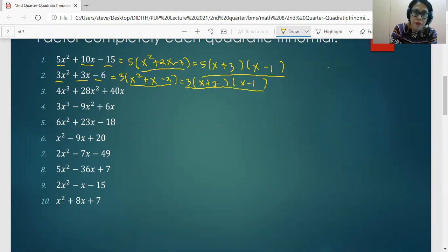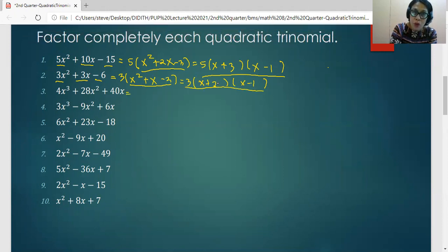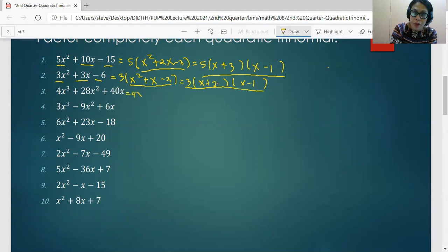Okay, here, same with 1 and 2, this trinomial has a common factor, and the common factor is 4x. So we will divide all the terms by 4x. So when we divide 4x cubed by 4x, we have x squared. And then we'll divide 28x squared by 4x. So we have 7x. And 40x there divided by 4x. So we have 10.